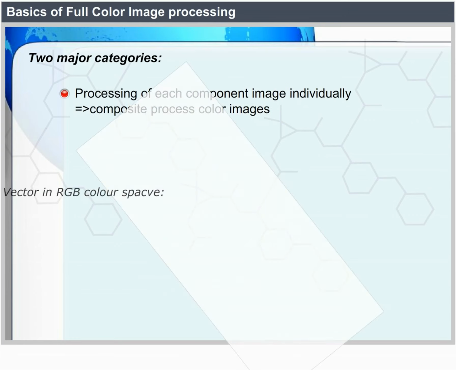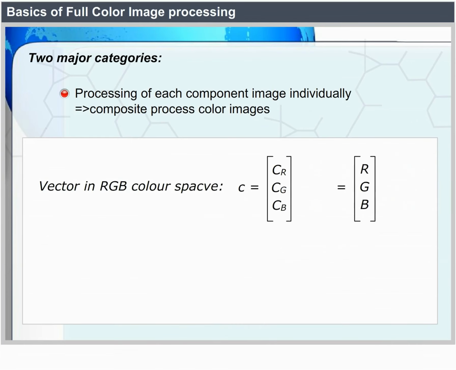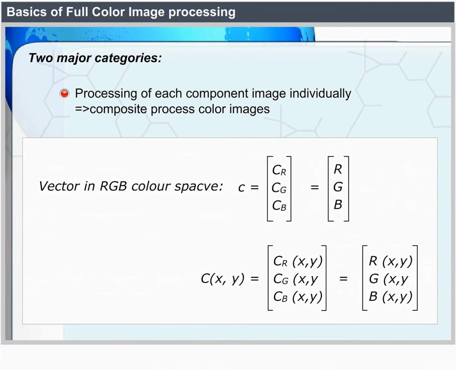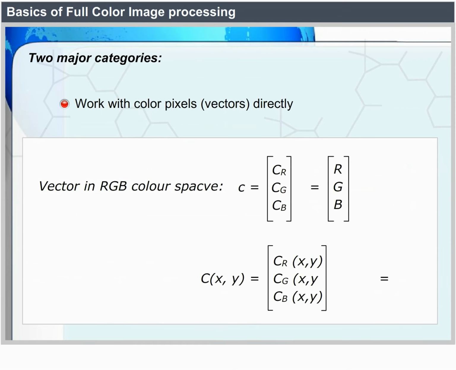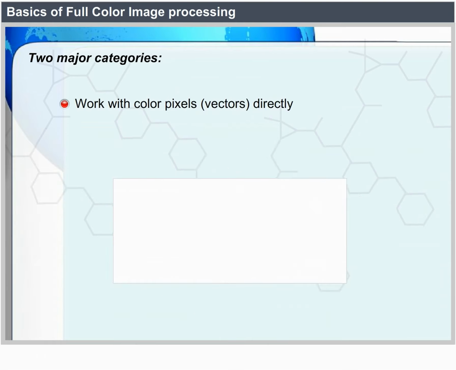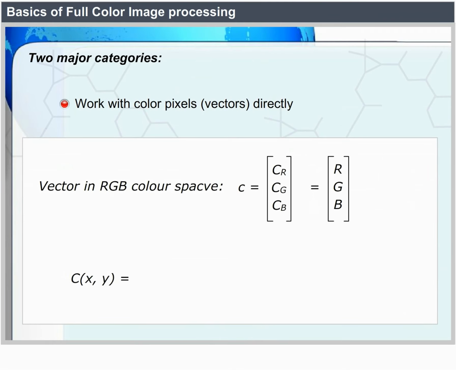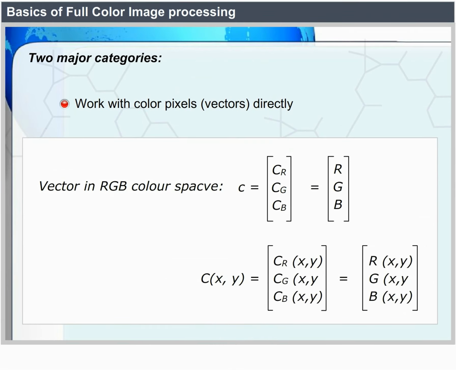Basics of full color image processing. Two major categories. Processing of each component image individually leads to composite processed color images. Work with color pixels, vectors directly. The matrix for vector and RGB color space is shown on the screen.